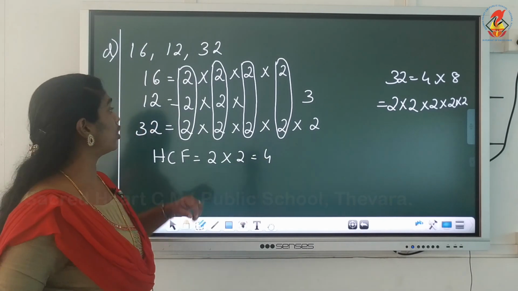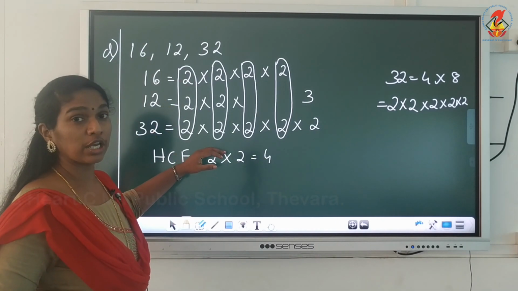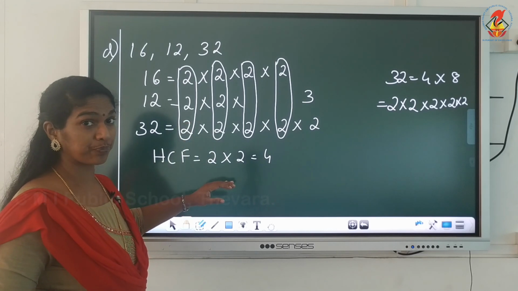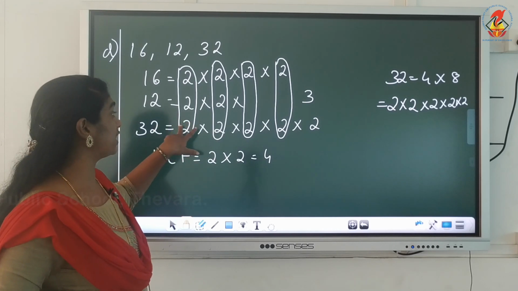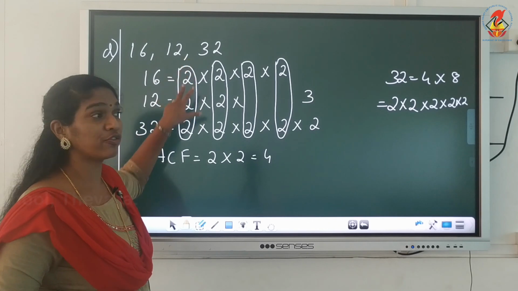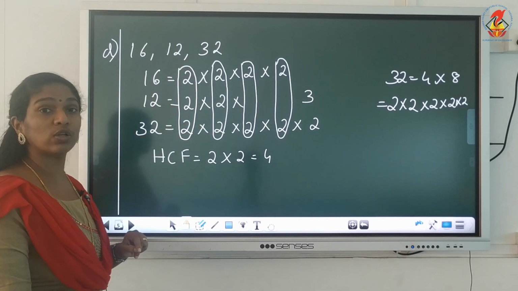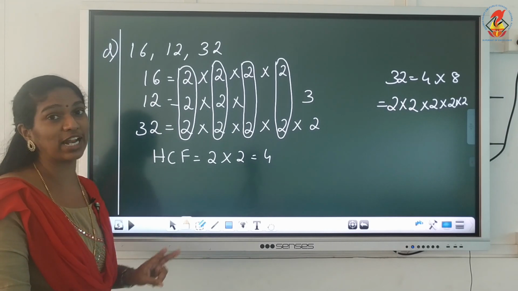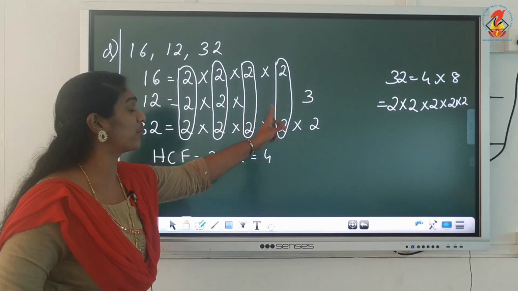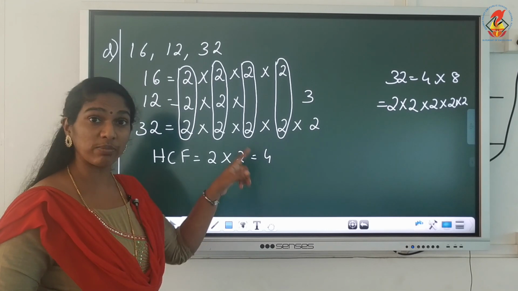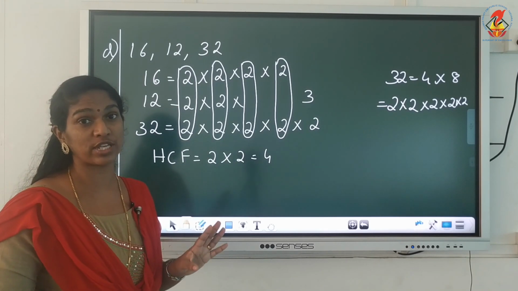Once again, when you're dealing with 3 numbers, when you're doing HCF, you should take groups where that number is common for all the 3 numbers. You should take only from that group. Don't take it from the other groups. You can make groups there, but you cannot take it from there for HCF.